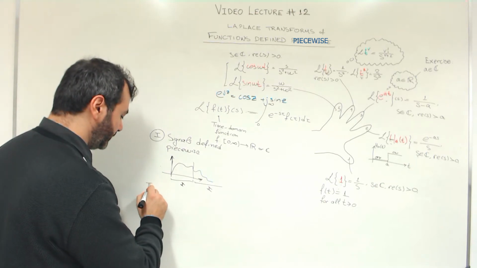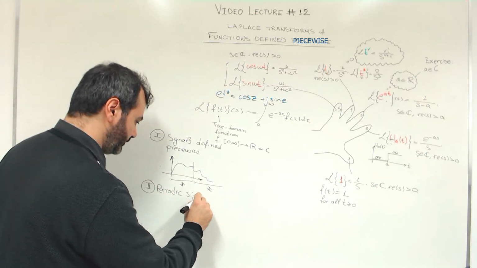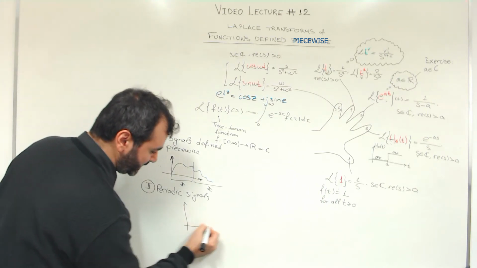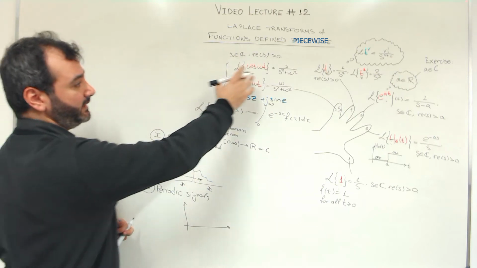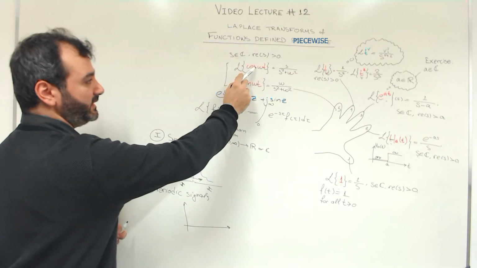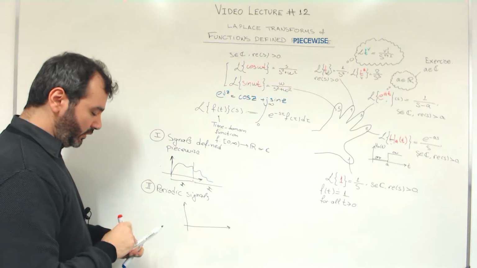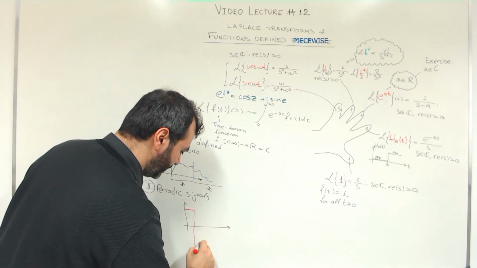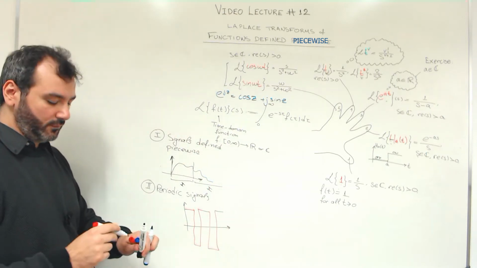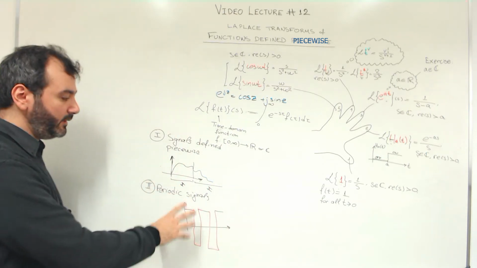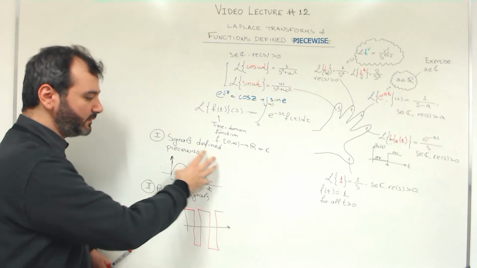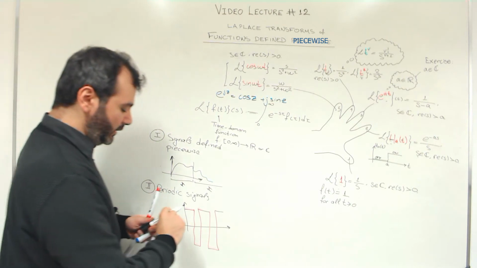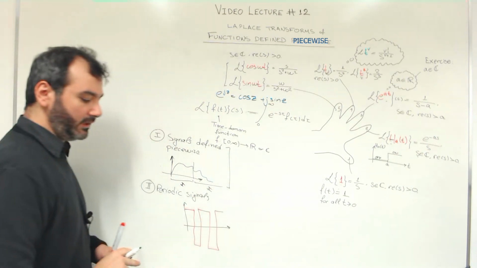And number 2, periodic signals. These are also very important in engineering. We have seen a couple of periodic signals so far. So this is periodic, this is periodic. You have more interesting signals, like the square signal, for example, and so on and so forth. So it is important for us to be able to derive the Laplace transform of switching signals and periodic signals. In this lecture, we will focus here.